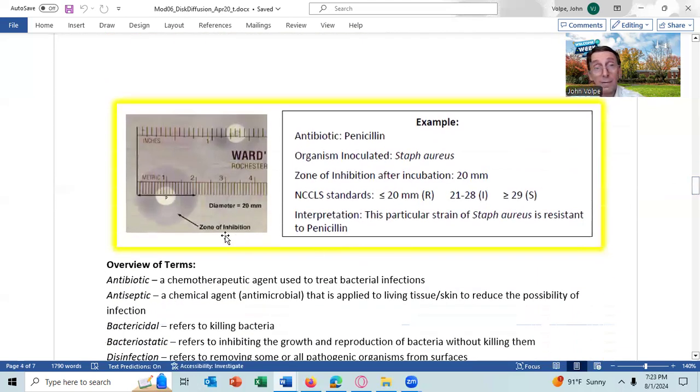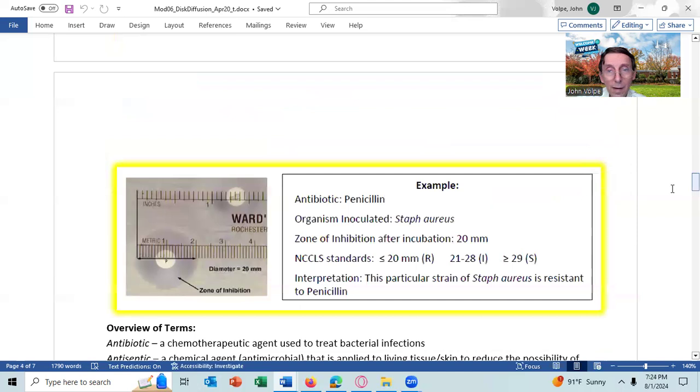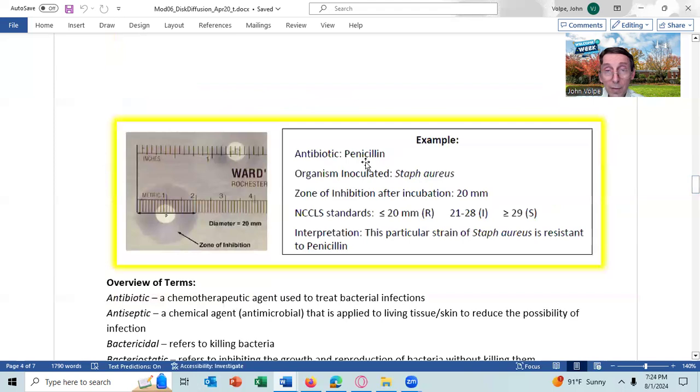And in this case here, let's see what this antibiotic is. Staphylococcus aureus. For the antibiotic penicillin G, the diameter is 20 millimeters, which means that this organism, Staphylococcus aureus, is resistant to penicillin G. Any question about that? All right.